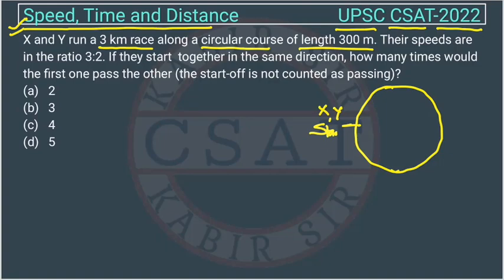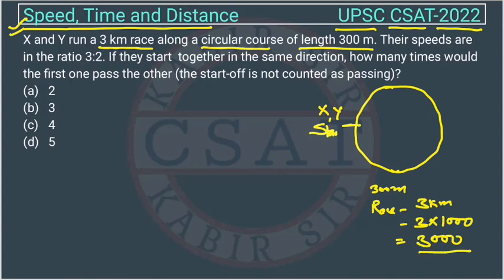One round is how much? 300 meters, right? And the race is how much? 3 kilometers. In 1 kilometer we have 1000 meters, so this will become 3 into 1000, so this will be 3000. So the race is 3000 meters, so how many rounds will there be? One round is 300 meters, so the number of rounds will be 3000 upon 300, so this will be 10 rounds, right? So X and Y will take 10 rounds to complete the race of 3 kilometers.